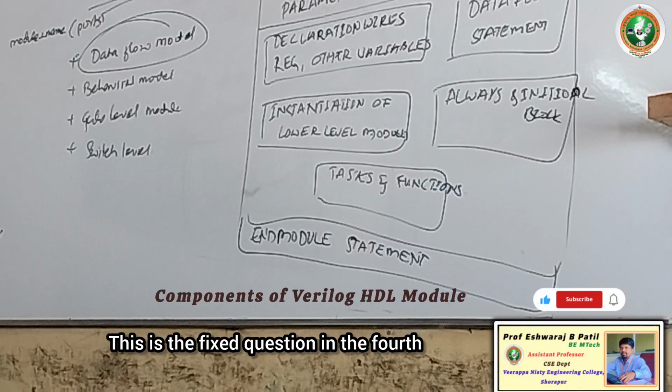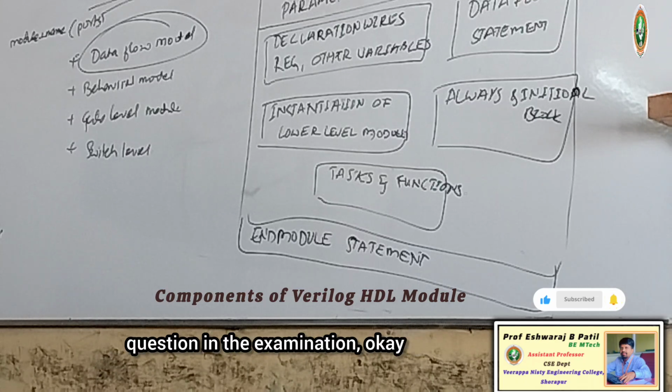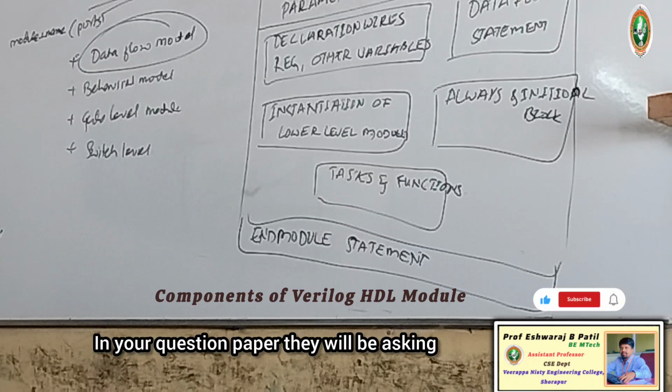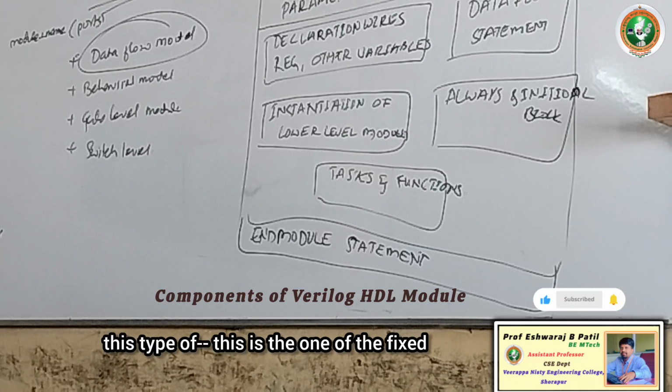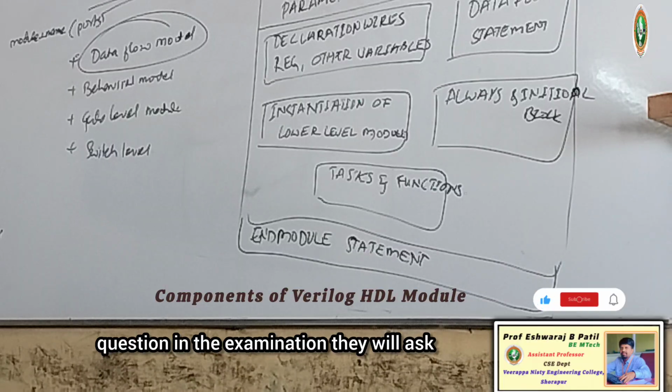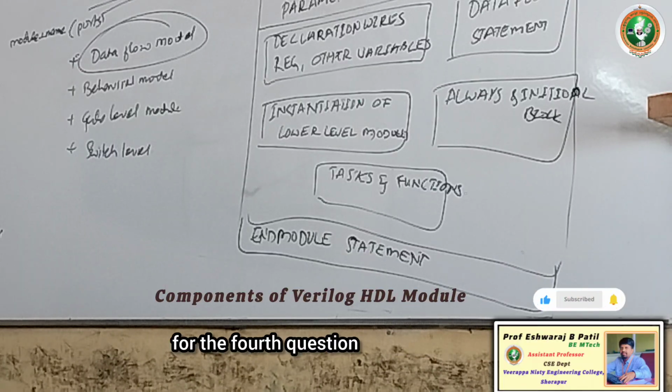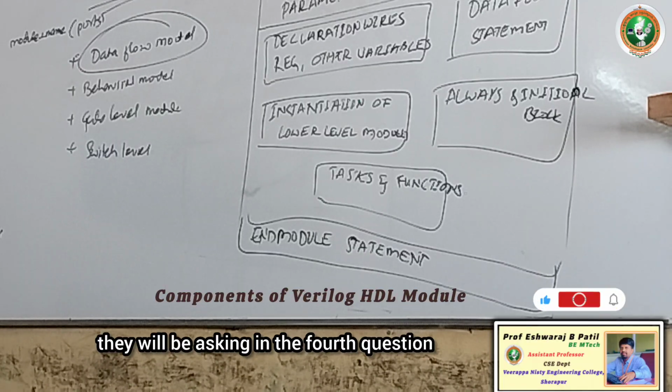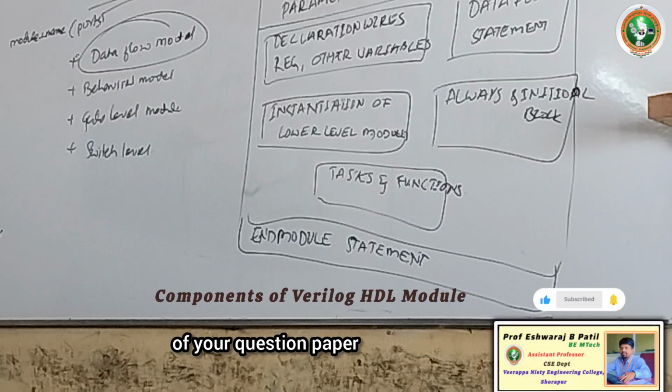This is a fixed question, the fourth question in the examination. In your question paper they will ask this type of question; it is one of the fixed questions. They will ask it as the fourth question, not the third question. They will be asking in the fourth question of your question paper. Okay.